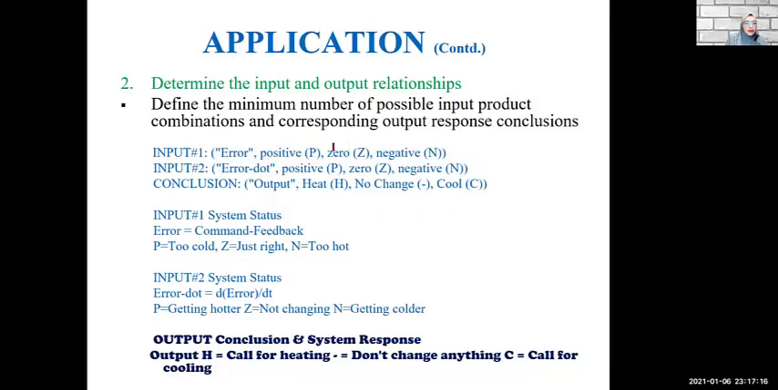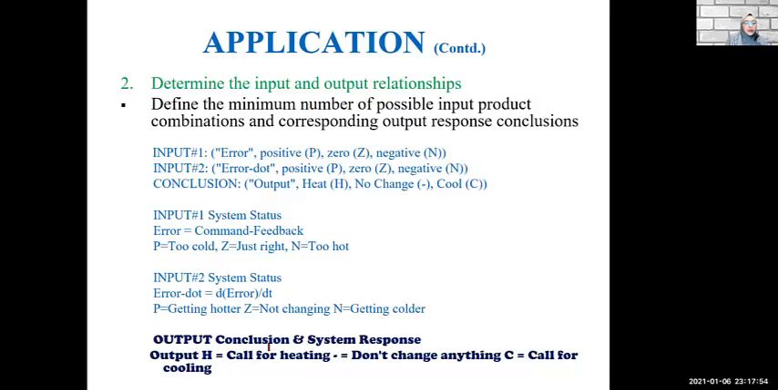So these are the variables that we are going to pass. Input 1, system status, error, is command minus feedback. So this is CMD minus temperature. P is too cold, Z is just right, N is too hot. Input 2 is system status, error dot, this is d error divided by dt. P is getting hotter, Z is not changed, N is getting cooler.